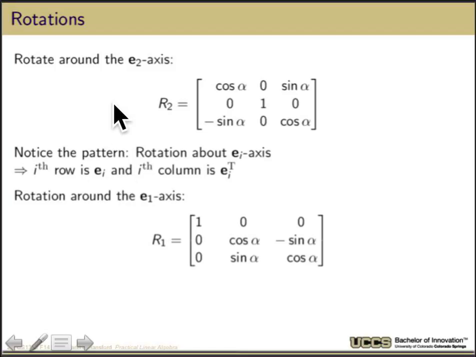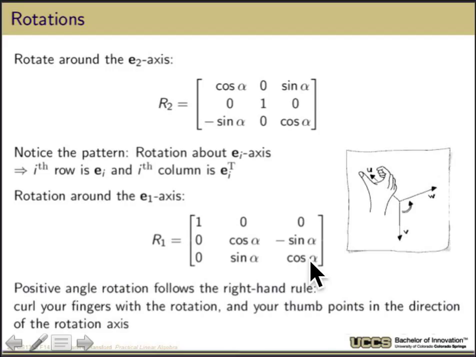Now I can rotate around the other axes. If I want to rotate around the E2 axis, it's almost like a relabeling of the axes. You leave the axis you want to rotate around alone. So you put 0, 1, 0 as the row and column for that axis. And then you do cosine alpha, sine alpha, minus sine alpha, cosine alpha. Notice the change of the sign. The negative sign is in a different location here because I have to keep this right-handed. Otherwise, it would be left-handed. And to rotate around the E1 axis, I just put 1 in the first row and column, and I do cosine, minus sine, sine, cosine. So this is very much like the normal matrix would look like.